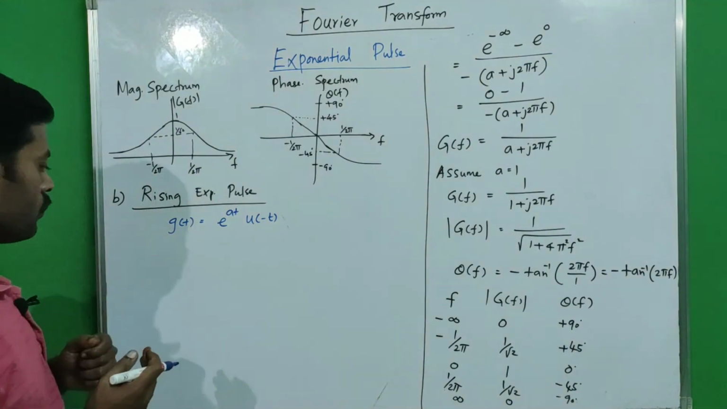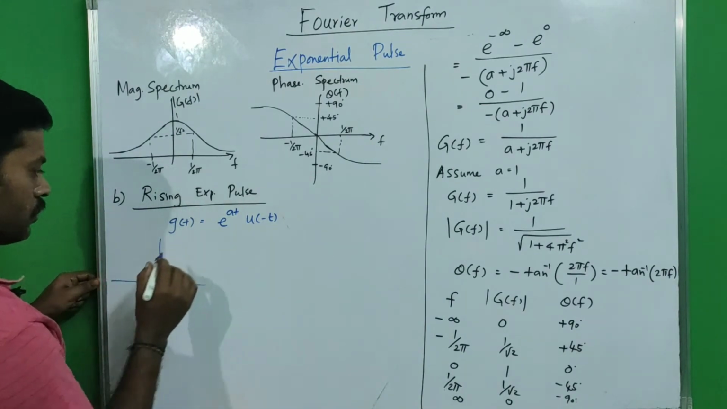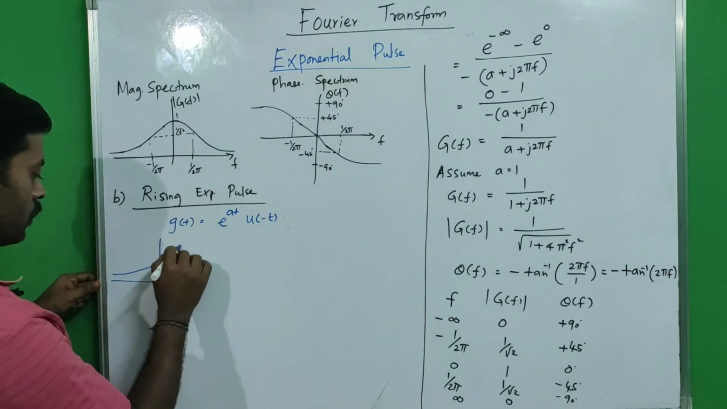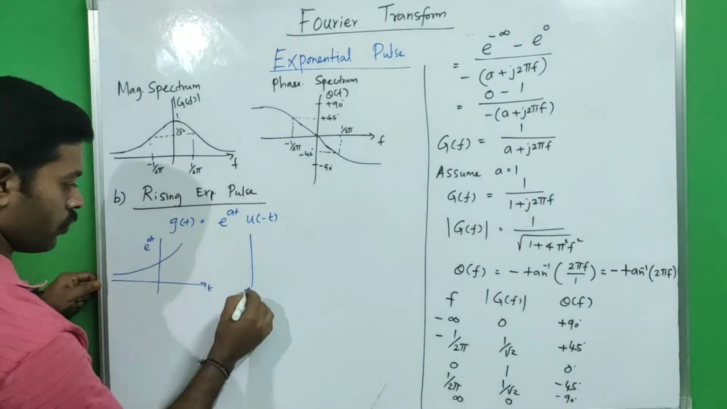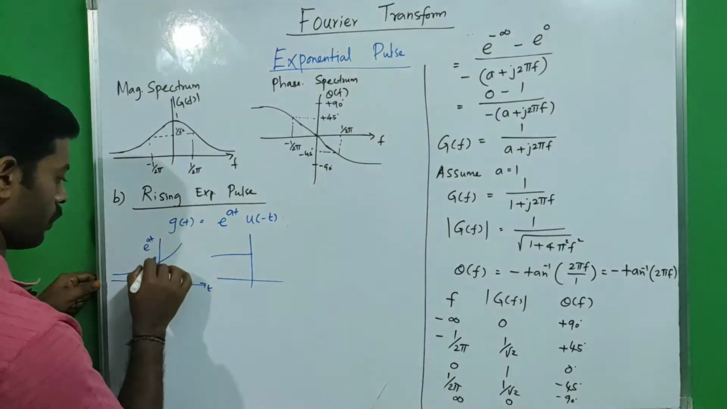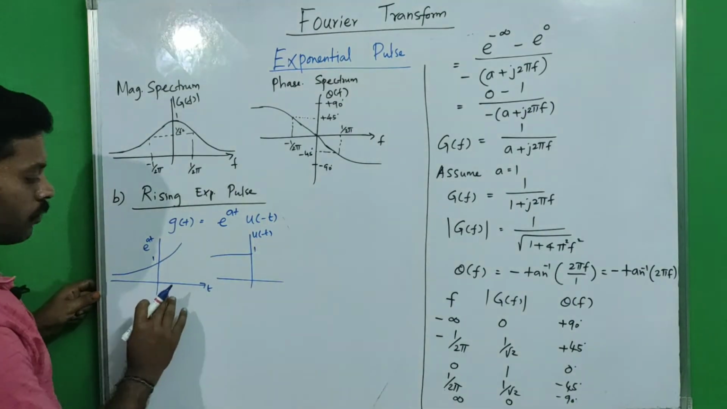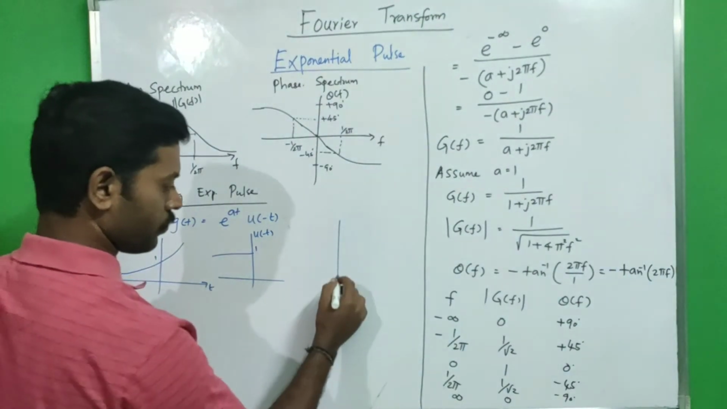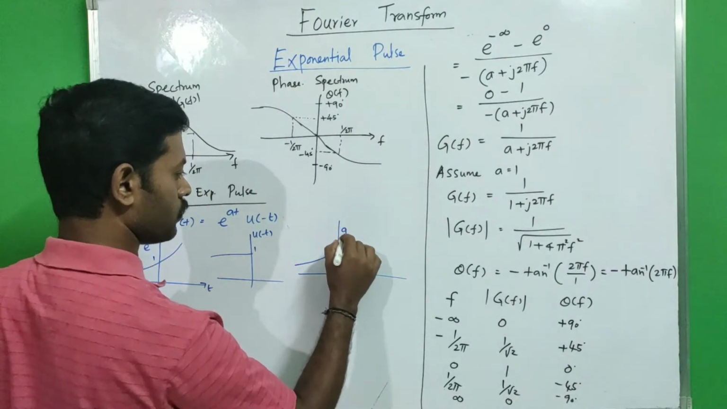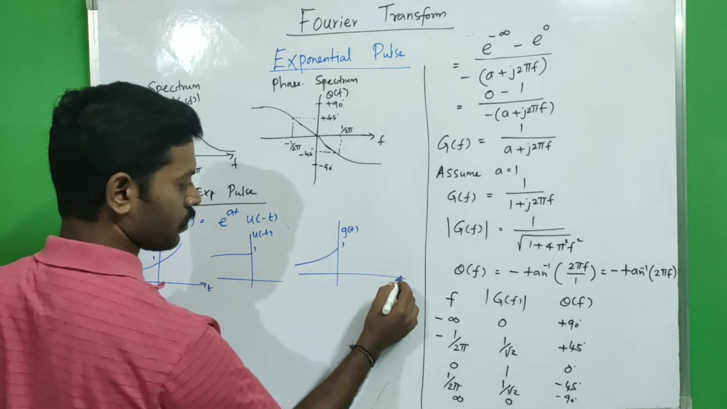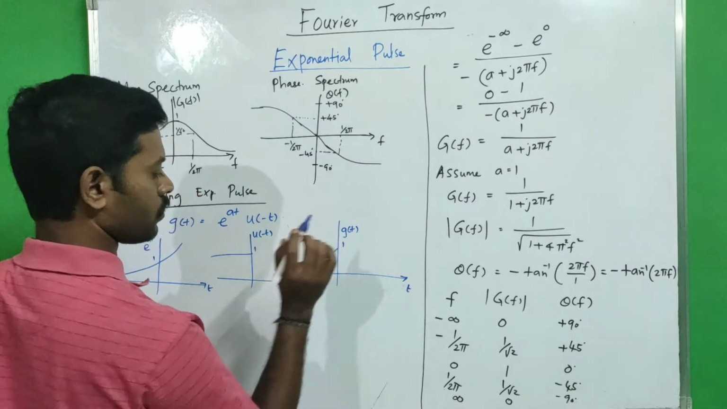Now I am going to draw the waveform. This is the rising pulse, so e power of at, this is e power of at, and u of minus t. So here magnitude 1, this is u of minus t, 1. If you multiply these two waveforms, we will get g of t. This is how g of t looks like. Here magnitude 1.